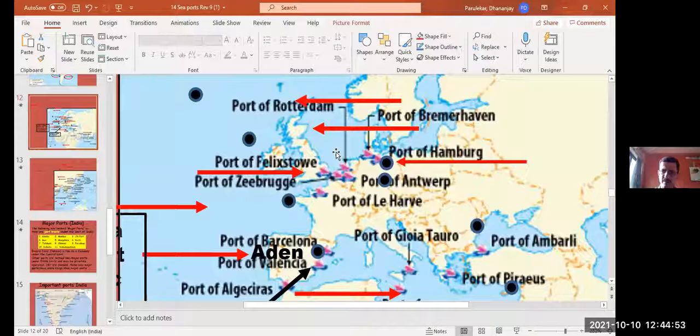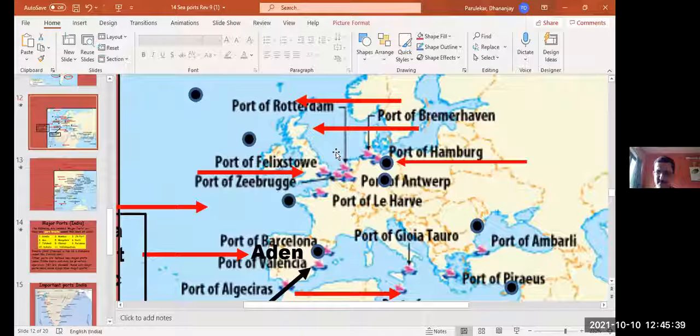Which was the port in Malaysia we saw? Port Klang. Very good. Any idea what is the capital of Malaysia? Kuala Lumpur, KL. Very good. What is the capital of Indonesia? Jakarta. Super. Capital of Philippines? Manila. What is the Chinese capital? Beijing. South Korea capital? Seoul.